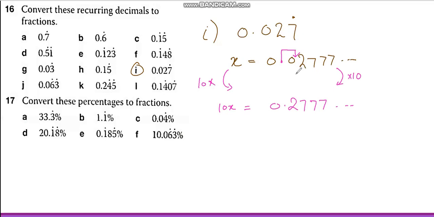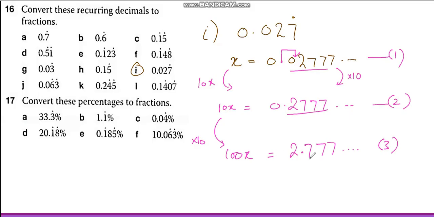But still, we can't subtract the whole decimal part of equation 1 from equation 2 because the decimal parts are not the same. So we will multiply again by 10. We get 100x on the left side, and on the right side, we will get 2.777. But still, the decimal parts are not the same, so we can't subtract the decimal part of equation 2 from equation 3. So let's multiply again by 10. We get 1000x on the left side, and on the right side, we will get 27.777. Now we can easily subtract equation 3 from equation 4, and the decimal parts get subtracted.